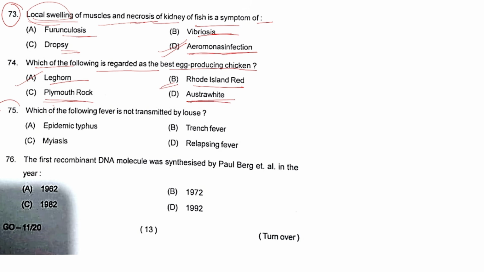Next, question number 75. Which of the following fever is not transmitted by louse? The right answer for this will be Meiosis. Okay, option C is the right answer. Next, question number 76. The first recombinant DNA molecule was synthesized by Paul Berg et al. in the year. Which year? First recombinant DNA, it is asking. This is a question from biotechnology and the answer for this will be option B, that is 1972.